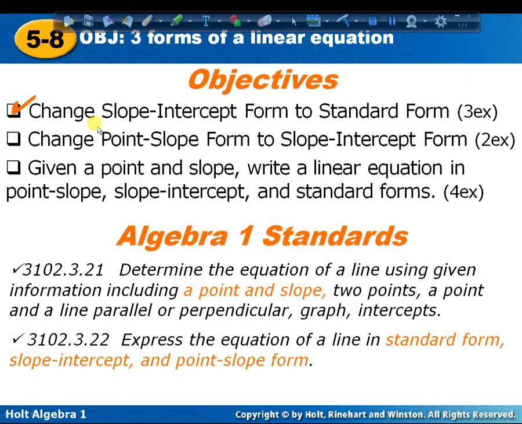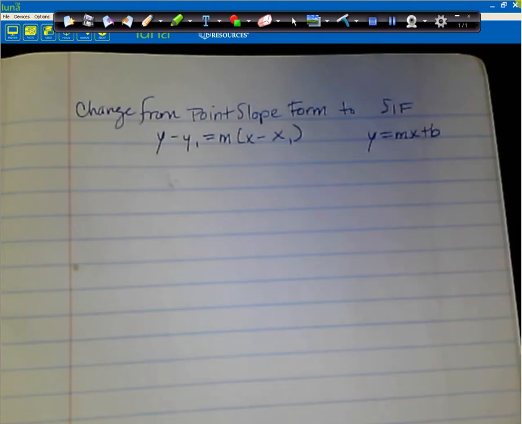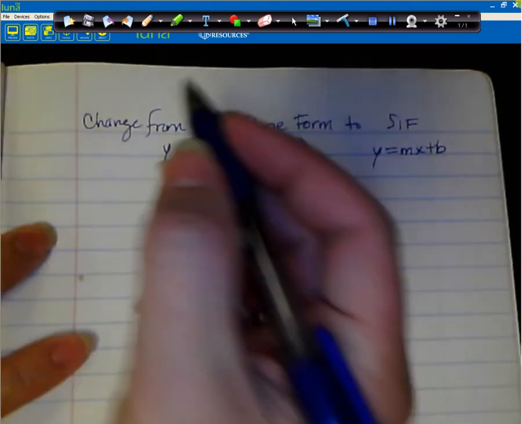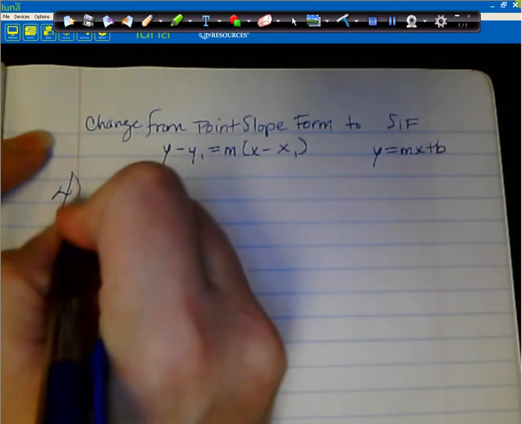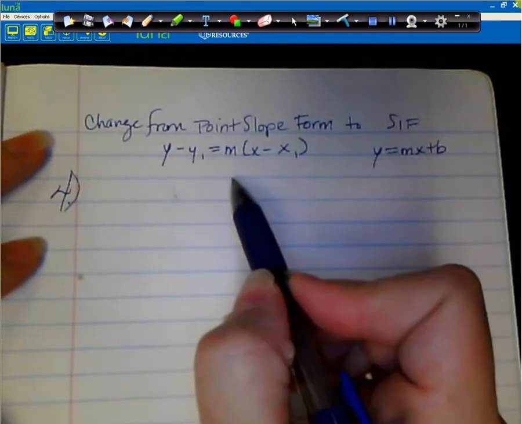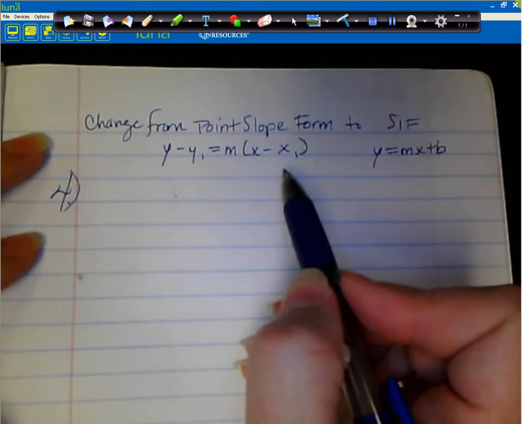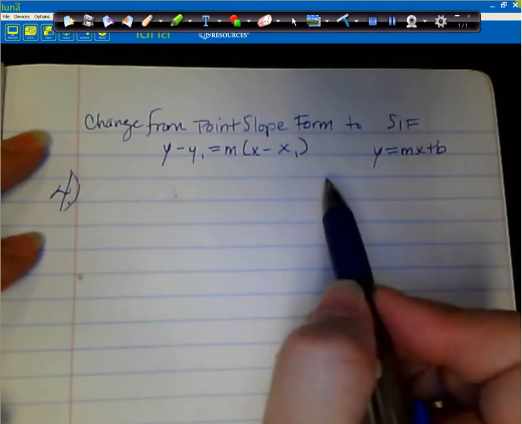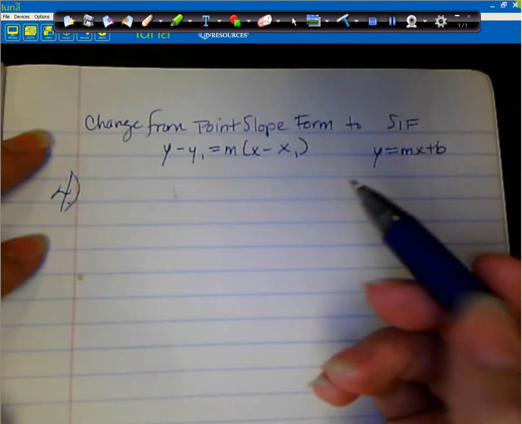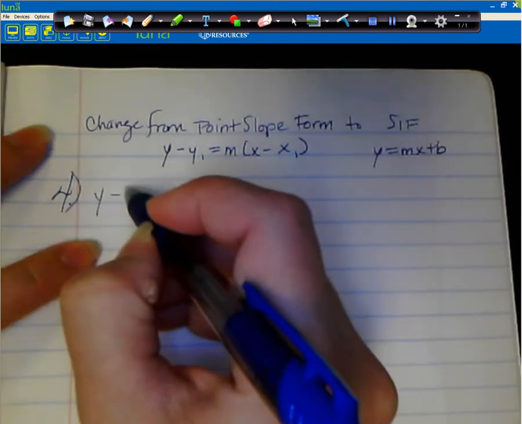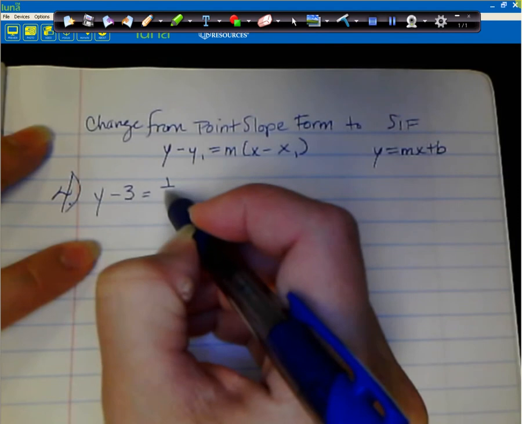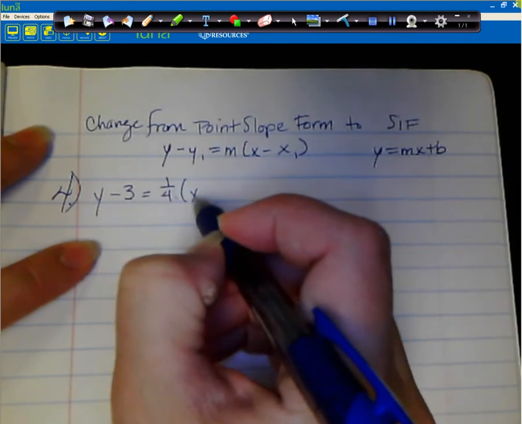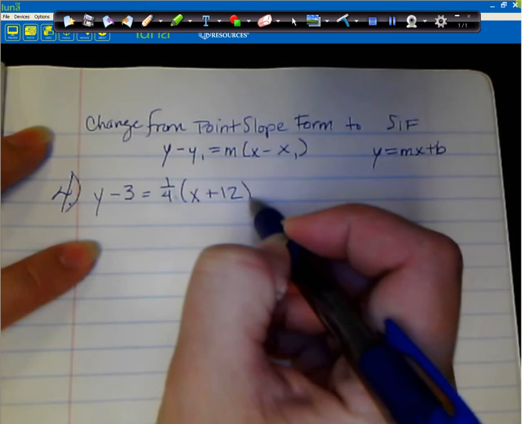All right, so now you know how to change from slope-intercept form to standard form. The next thing we're going to look at is changing from point-slope form to slope-intercept form. All right, so in number 4, we are changing from point-slope form, which is written y minus y1 equals m times x minus x1, to slope-intercept form, which is y equals mx plus b. Number 4 says y minus 3 equals 1/4, open parentheses, x plus 12, close parentheses.